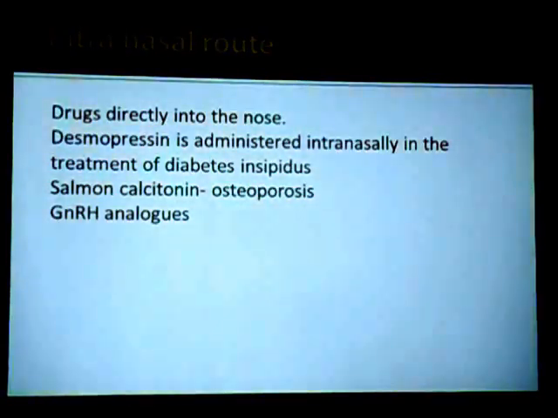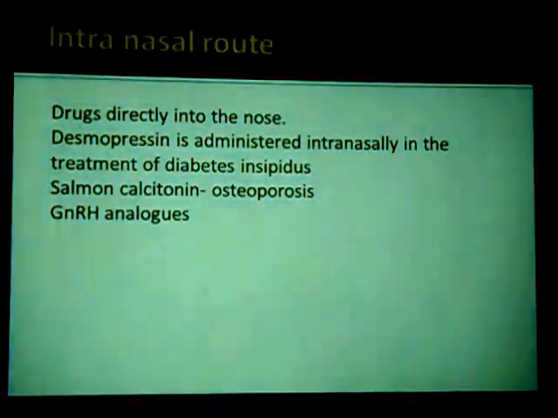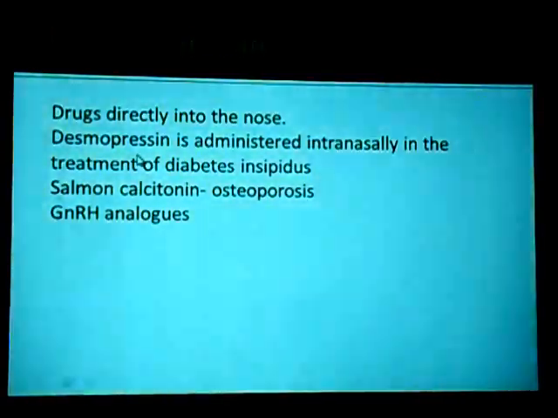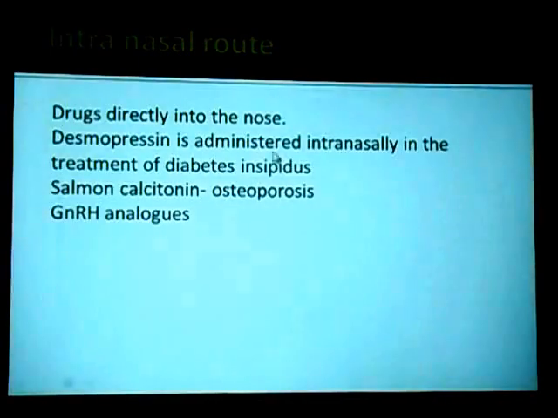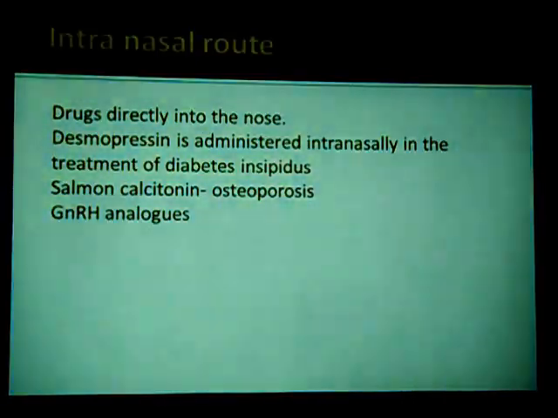Xylometazoline, oxymetazoline, naphazoline. These are the drops which are used as nasal decongestants. So the intranasal route is directly into the nose. Desmopressin, a vasopressin-like agent, is given intranasally for treatment of diabetes insipidus, and for osteoporosis we use calcitonin. GnRH and growth hormone releasing hormone analogs, they are tried.